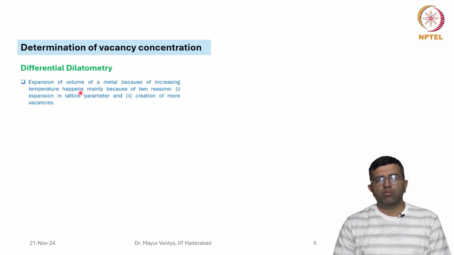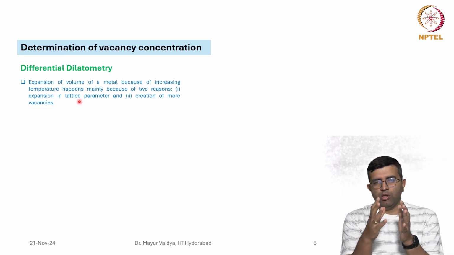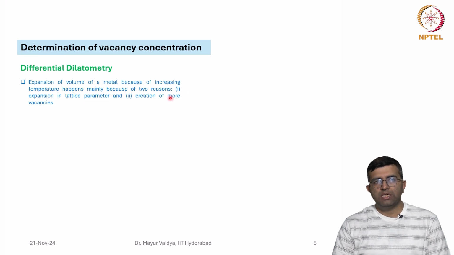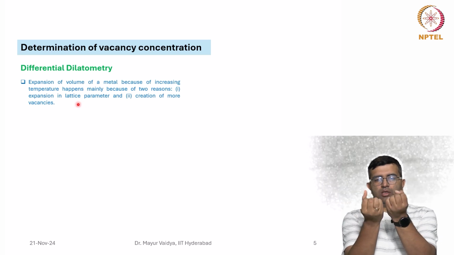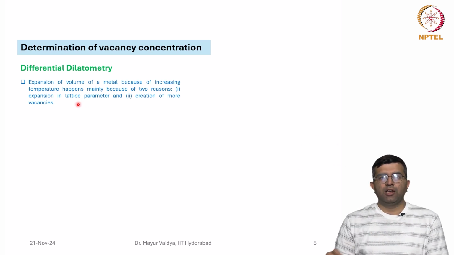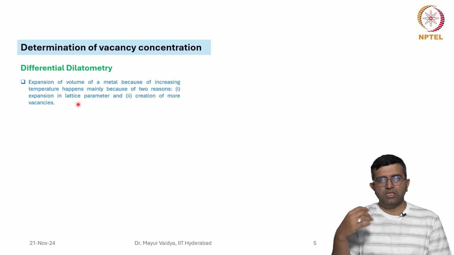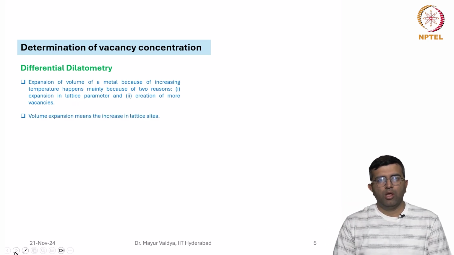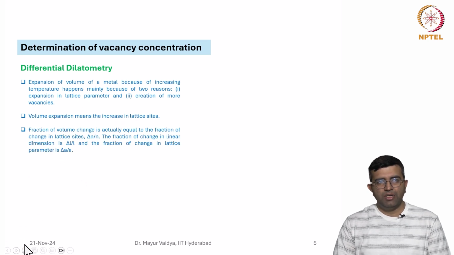So, here the underlying principle is the expansion of volume of a metal because of increasing temperature. We know that as we increase the temperature, the volume of the metal expands, and it happens mainly because of two reasons: there is expansion in the lattice parameter, that means the atomic bonds are stretching, and the creation of more vacancies. So, creation of more vacancies, empty spaces, also leads to the increase in volume. Volume expansion means the increase in the lattice sites basically.